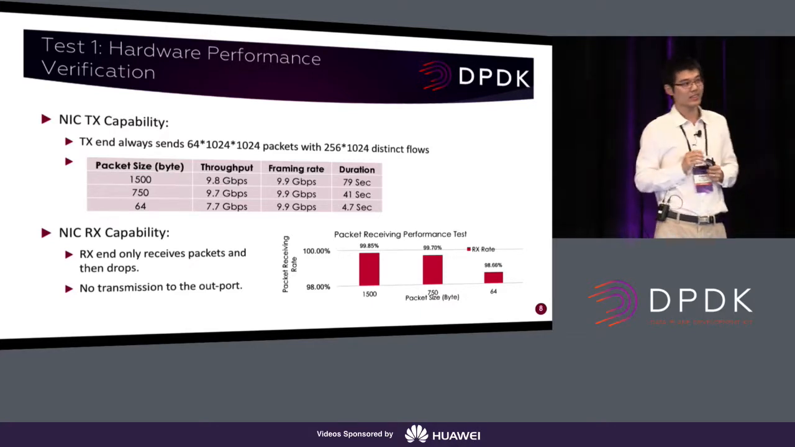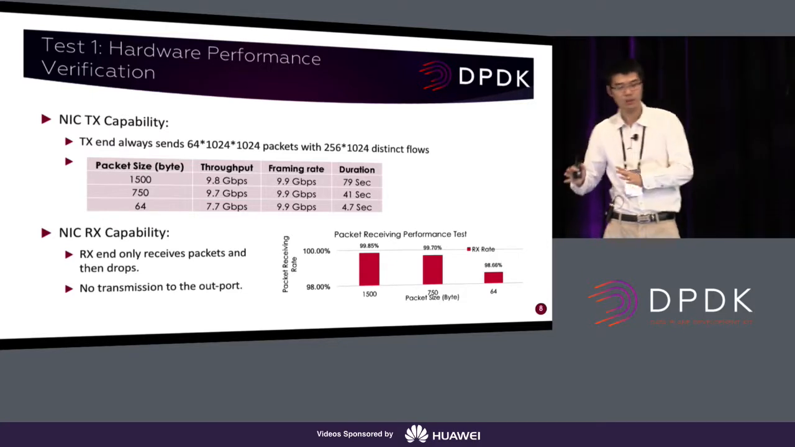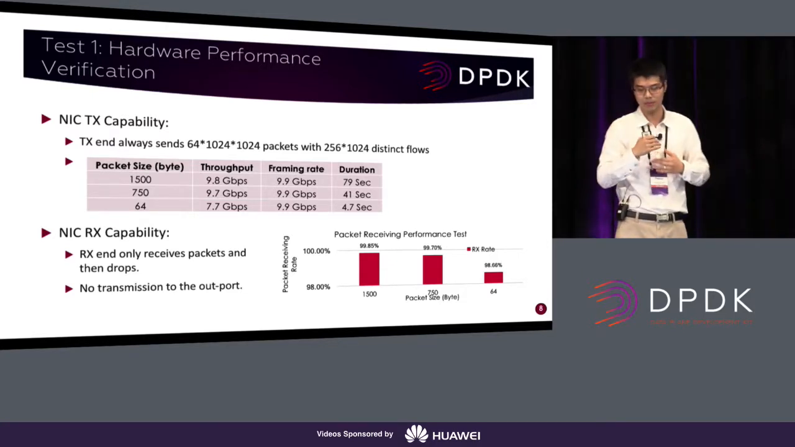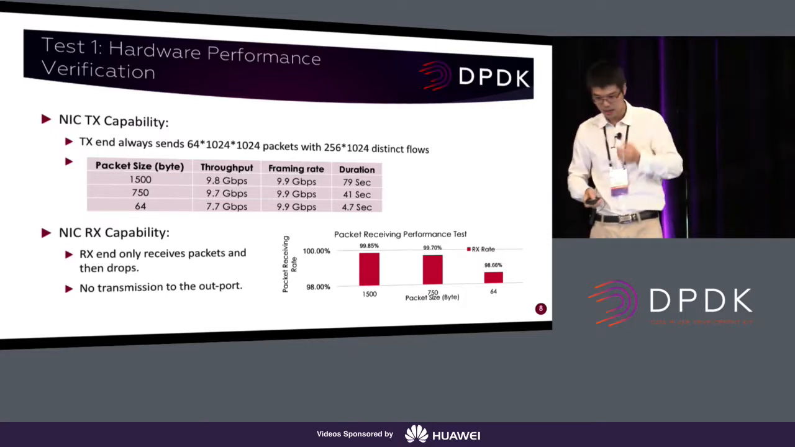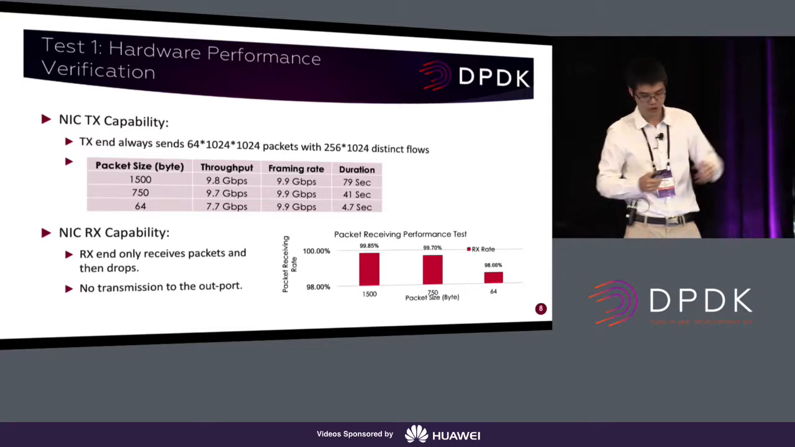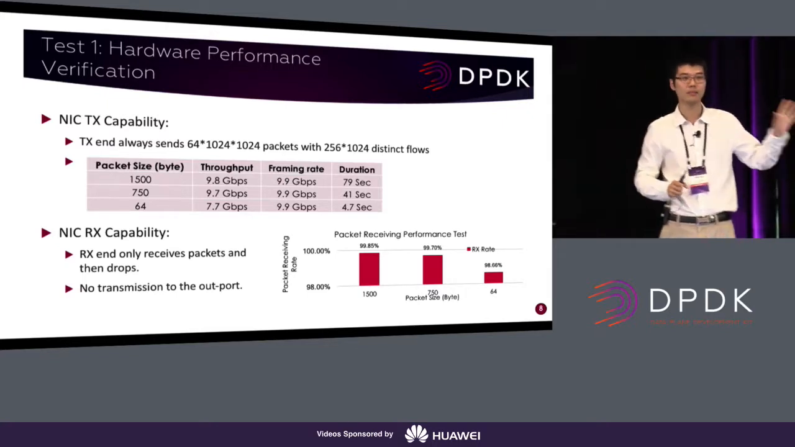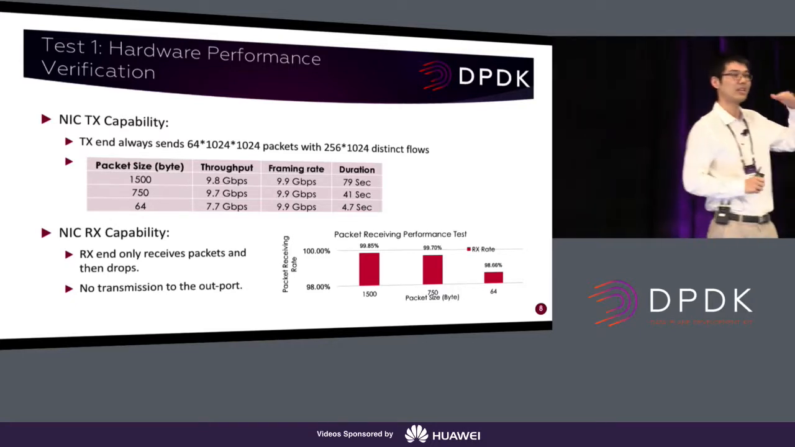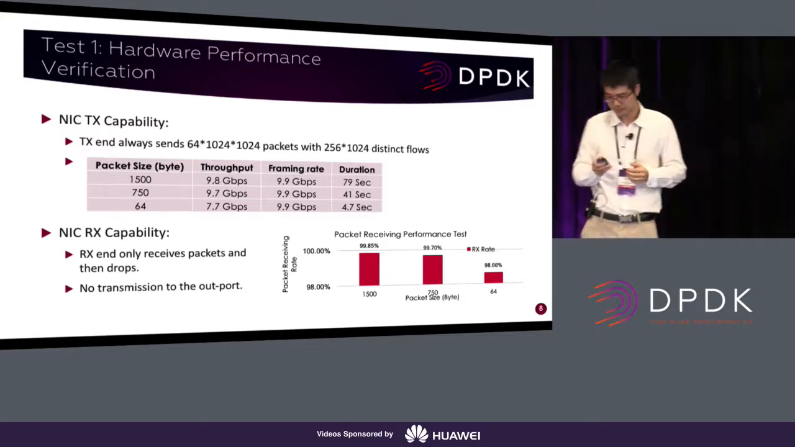And for the RX end, it only receives packets and then drops, so we just want to validate the receiving capability, and there's no transmission to the output. This figure down there shows that for large size, mid-size, and small size packets, we can always reach almost 99% of packet receiving rate. That is nice.